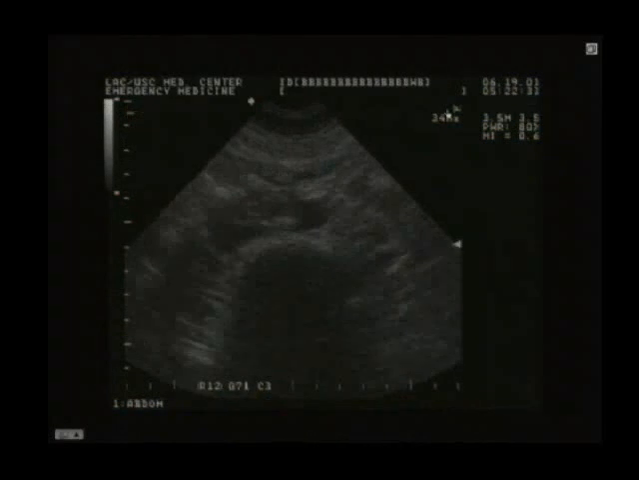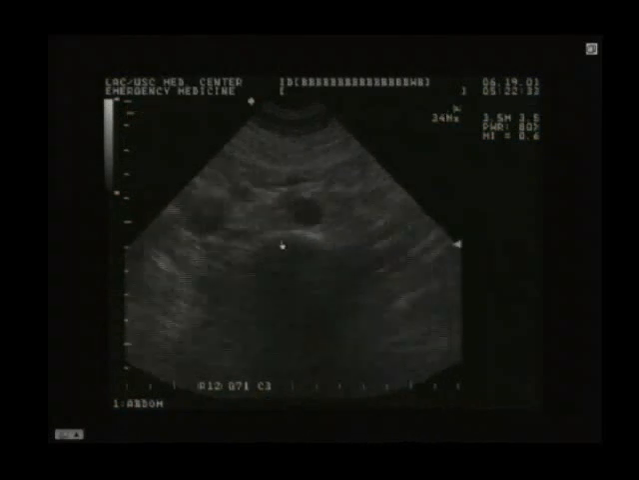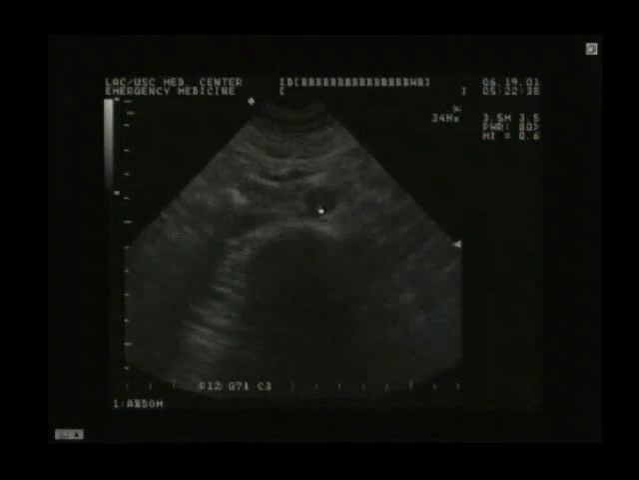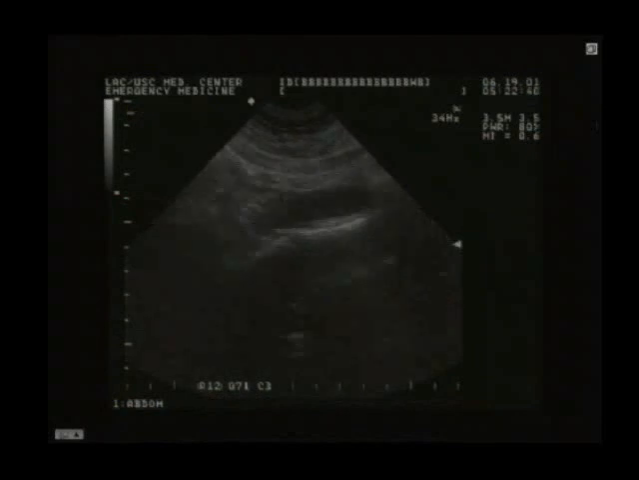Here's another one. Here's a transverse view of that aorta. Remember, vertebral shadow right here, and this is the aorta right there. This is longitudinal, same patient.